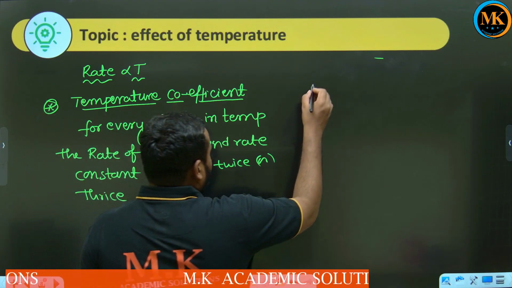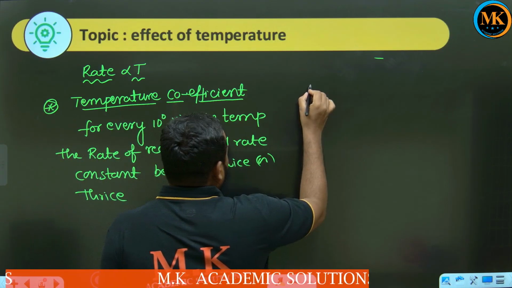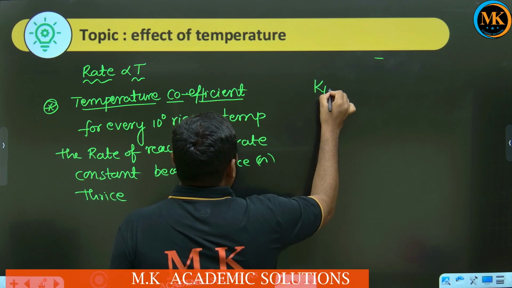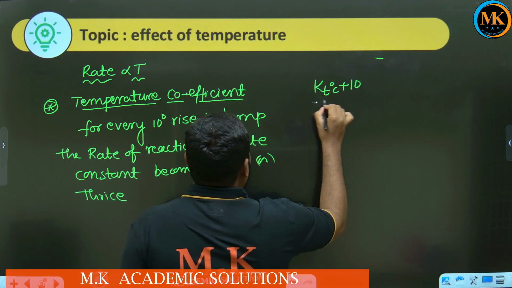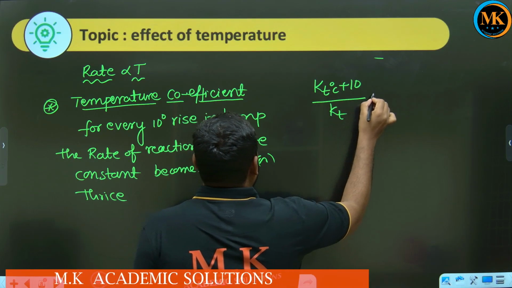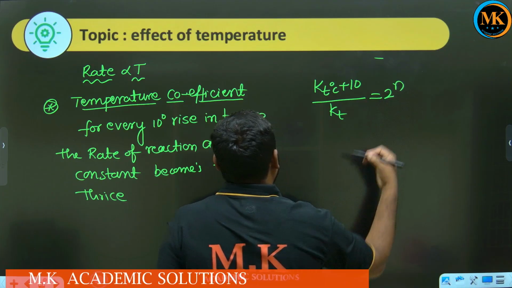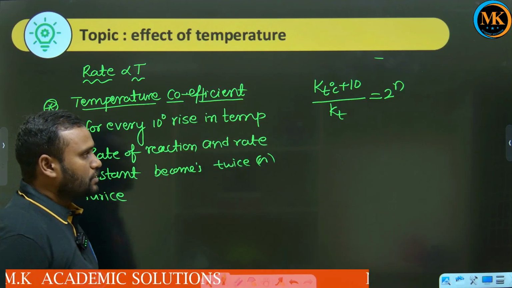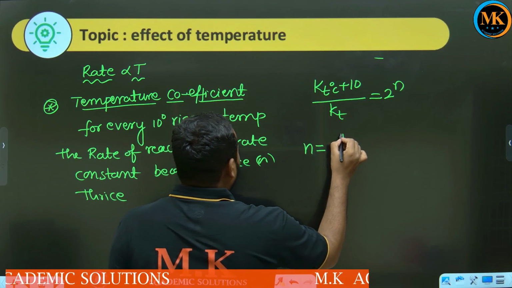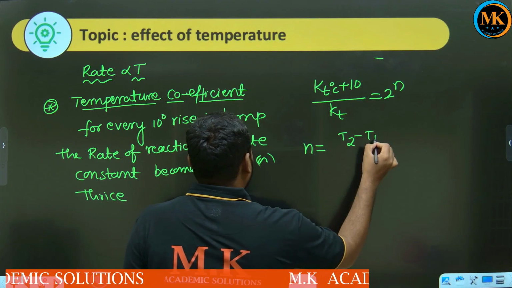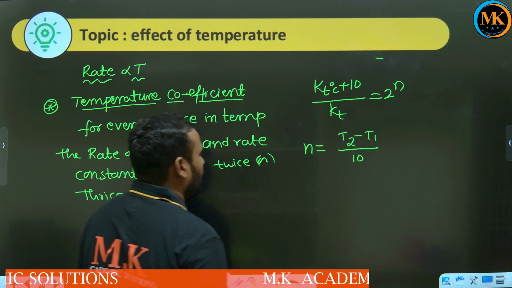So how can we express the temperature coefficient mathematically? K(T+10) degree Celsius by K(T) equal to 2 power n. Okay, so now here what is the n value? So here n is equal to (T2 minus T1) by 10. This is the n value.